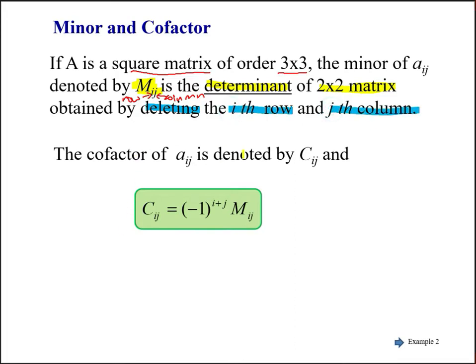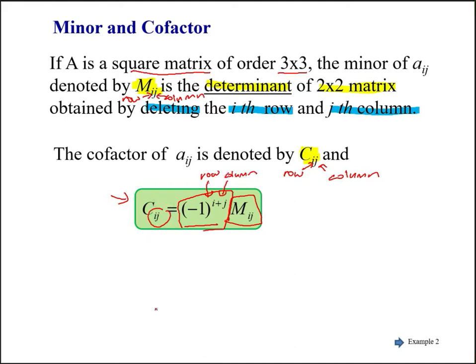What about cofactor? Cofactor is denoted by the capital C. The subscript I refers to the row, subscript J refers to the column. This is the formula to find cofactors. It is just the minor but with a positive or negative sign in front of it. It will be negative if the resultant power is an odd number. How to get the power? It's just the addition of the row and the column that we want to find.